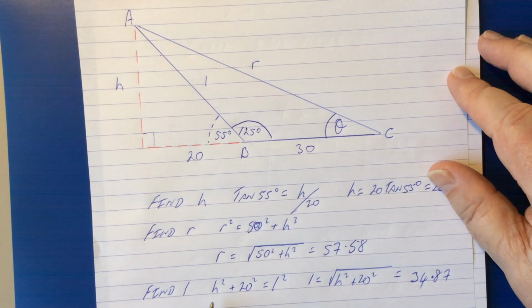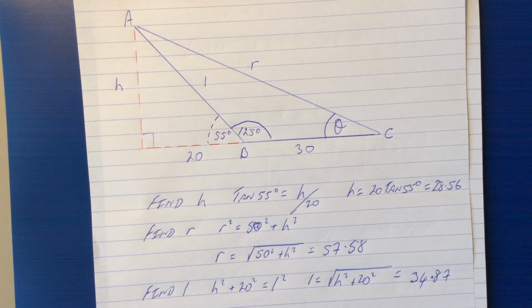Okay, so h squared plus 20 squared equals L squared. L is going to equal the square root of those two, and that comes to 34.87.